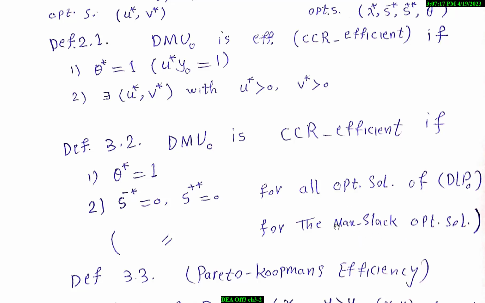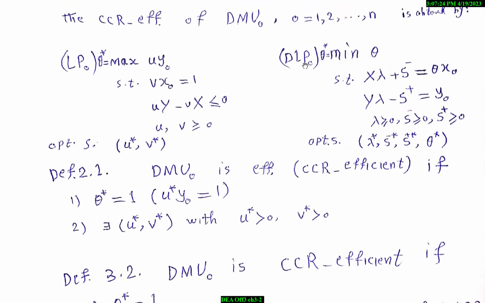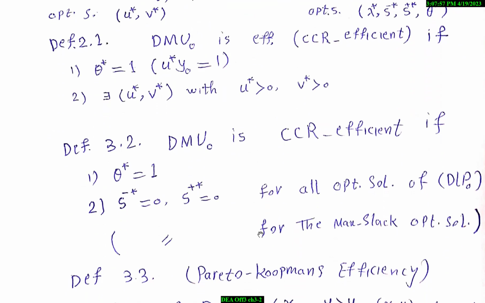We defined what is the max slack solution, indeed by solving DLPO first and obtaining the optimal theta star. We put theta star here in the constraints and maximize the summation of the slack variables in phase 2, and this solution is named max slack solution. Note that when the max slack optimal solution has a slack 0, this is true for all the optimal solutions of DLPO.